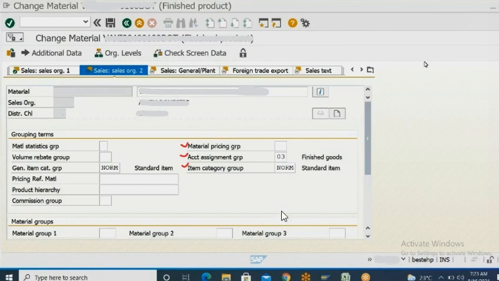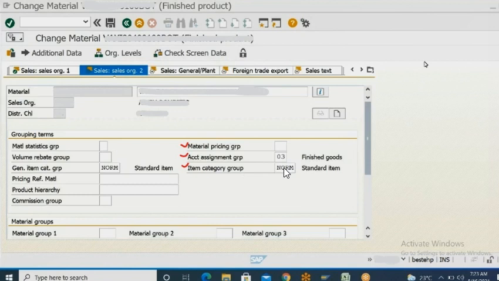Next is account assignment group. This field is one of the parameters to determine revenue GL accounts while posting invoice values into accounts. We'll maintain account assignment group as 01 for trading goods and 03 for finished goods.